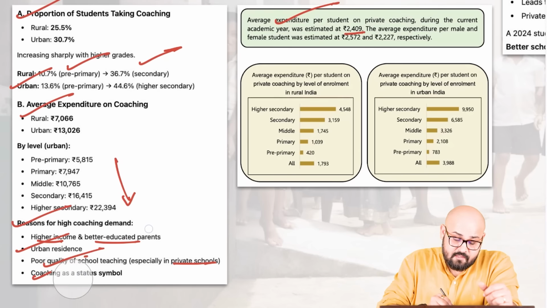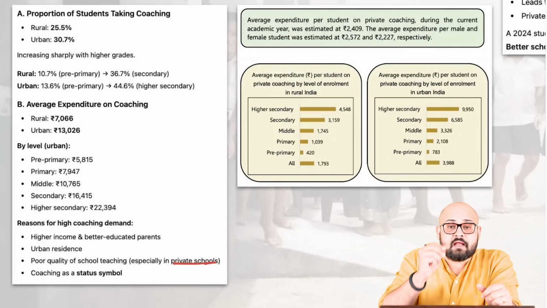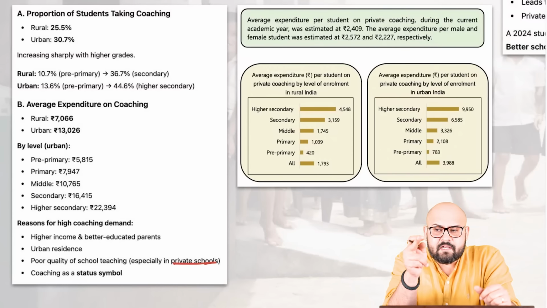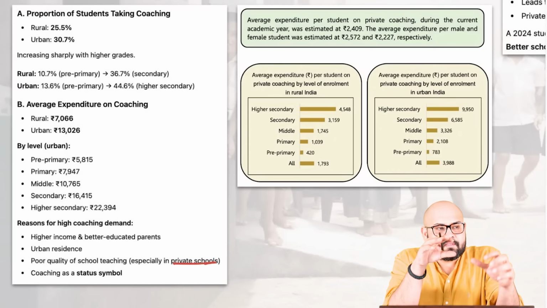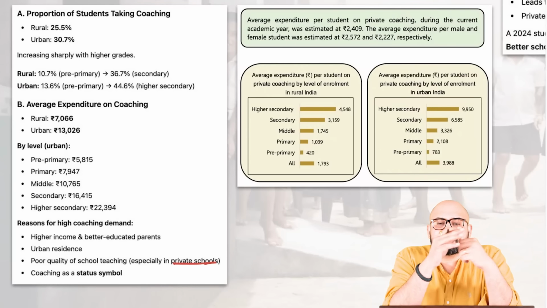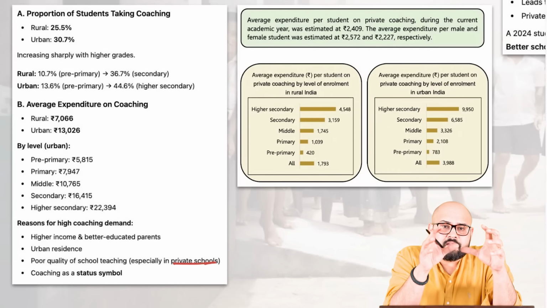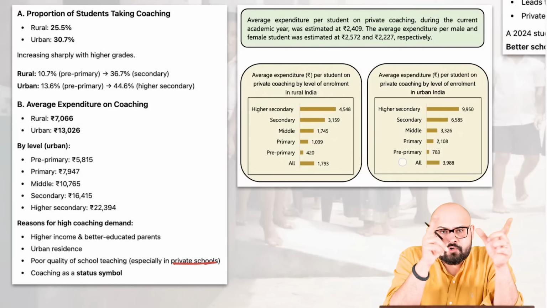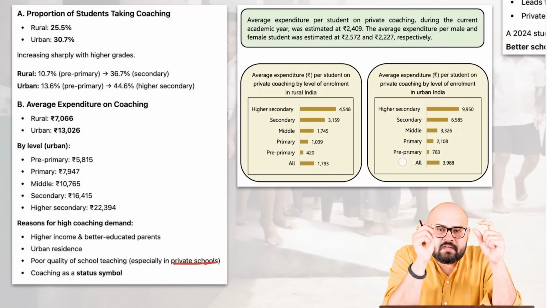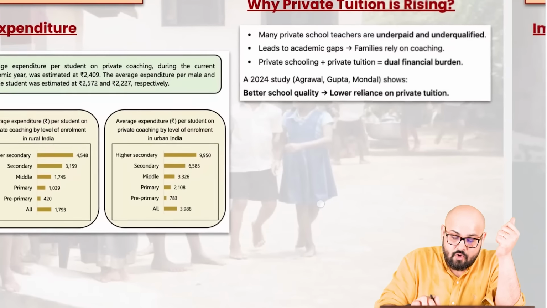Coaching as a status symbol. This is also one thing. As the incomes of the people increase, understand, their expenses on their children's education also increase. Even though the student may not be meritorious or might be mediocre, the parents would always want them to go to these private tuitions because it is a kind of status symbol which has been developed in the society, which the article also talks about.